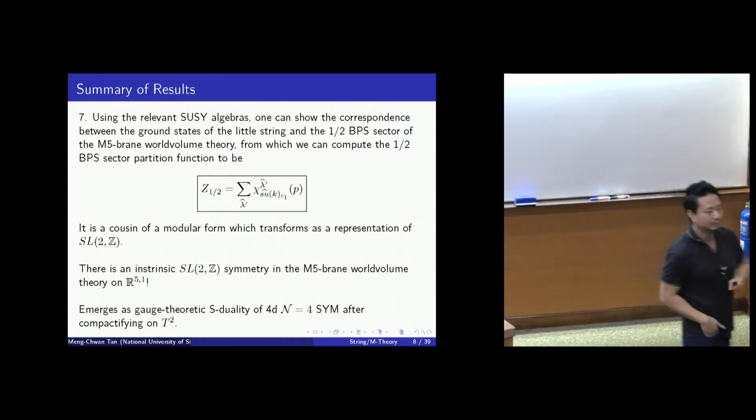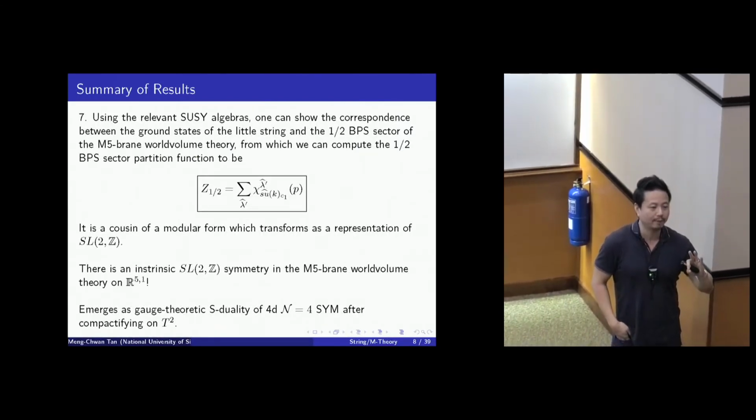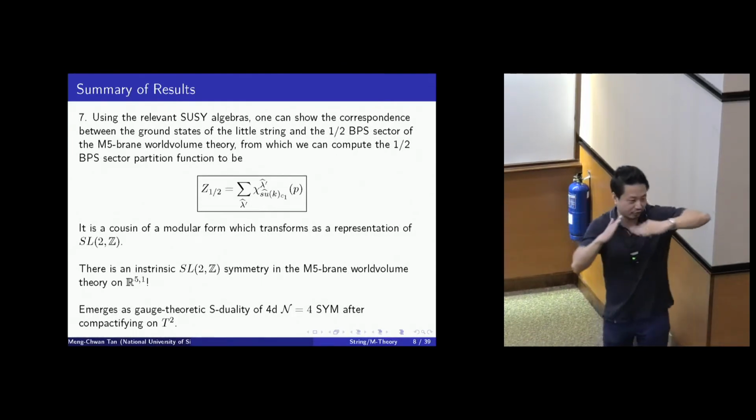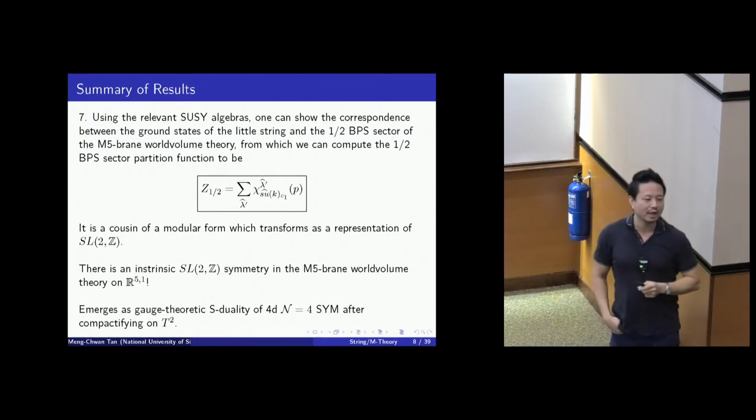Yes. You're counting states on the intersection. Intersection of the M2 with the M5. Yes, that's right. String-like states. Yeah, that's right. Sort of have a two-dimensional surface.